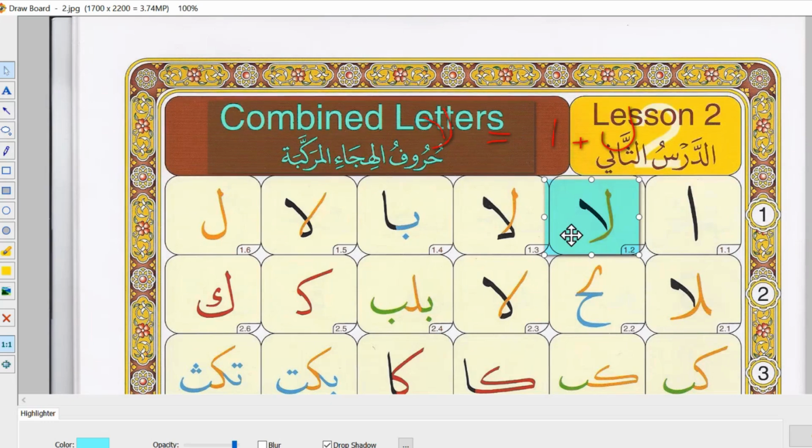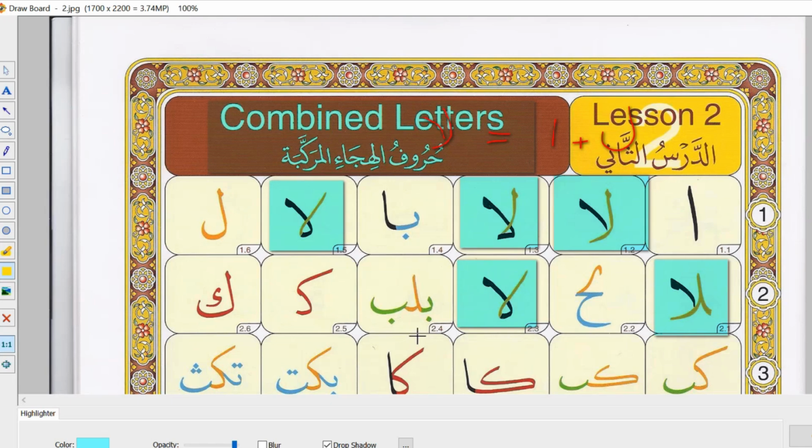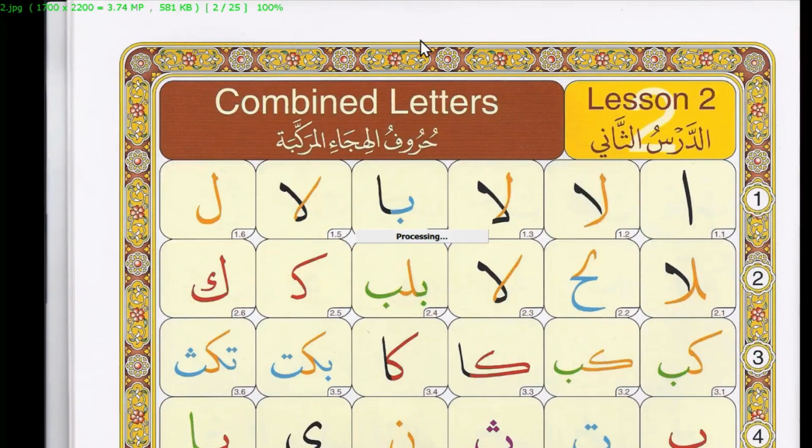Also there are different kinds of letters here which have the same sound, but the shape is different. You can see here, first one, this one, and the next one is again lam alif, and here is again lam alif, and here is also the same letter, same sound, but the shape is different. So that's why I told you before, you listen to it very carefully. That is a very important lesson.